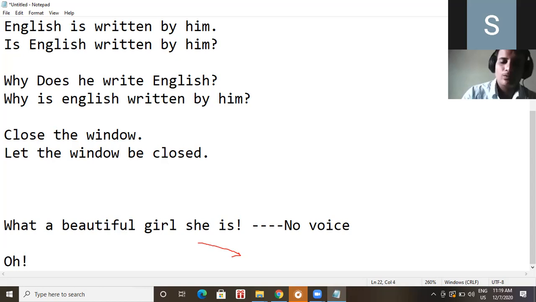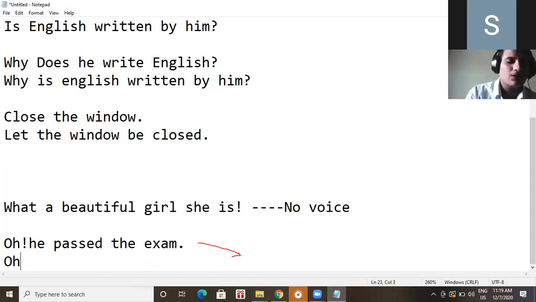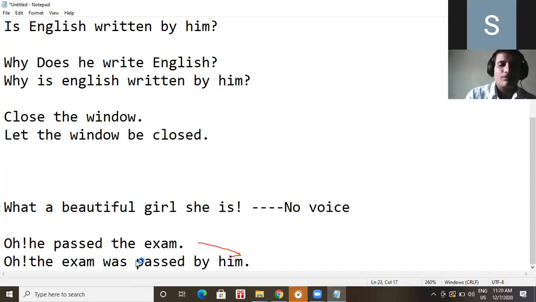Oh, he passed the exam. The same thing. The exam is the object. Oh, he passed the exam means past tense. The exam was passed by me. Before you know how "was" is coming, you have to know all the tenses. This is only in present tense. He passes the exam. Means the exam is singular. So we have used the singular form, it is easy.